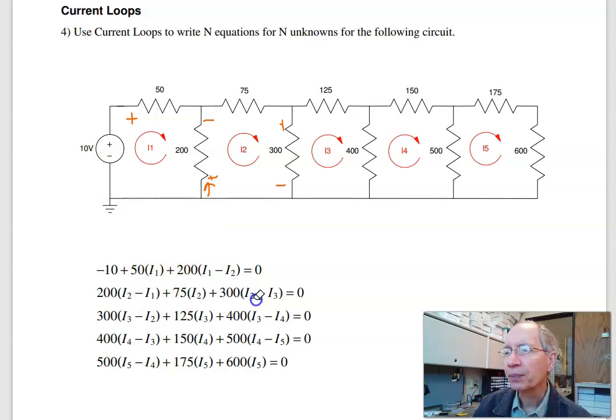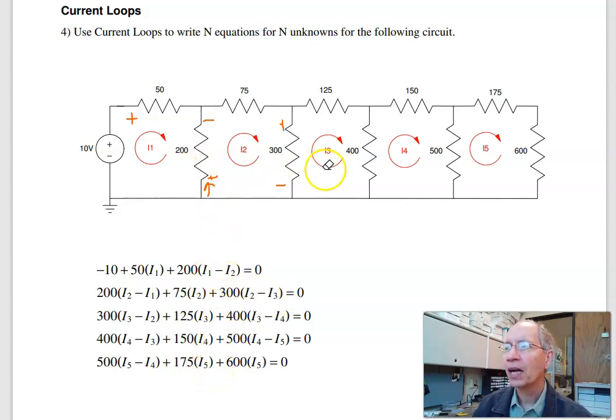And there's a pattern here. If you make all the loops go clockwise, as they go around loop I1, all the I1s are positive, everyone else is negative. Around loop I2, all the I2s are positive, everyone else is negative. That's a quick way to check for sign errors.